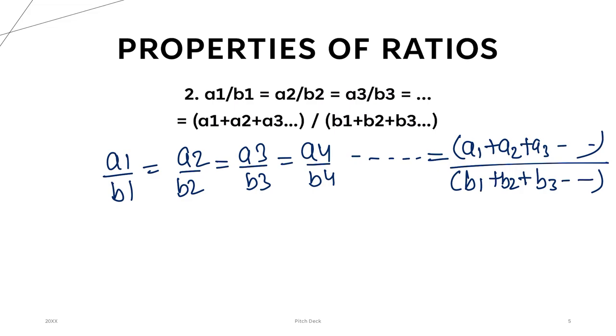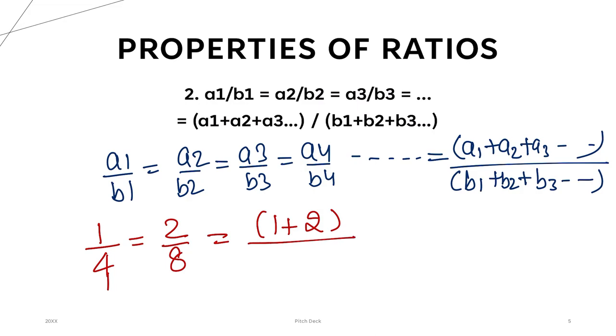So this means that A1 by B1 is equal to A2 by B2, which is equal to the sum of numerators divided by the sum of denominators. In the last example, we have seen that 1 by 4 is equal to 2 by 8, multiplying both numerator and denominator by the same quantity. This will be equal to 1 plus 2, the addition of numerators, over the addition of denominators. If you do this, this will be 3, this will be 12. So 3 by 12 is equal to 1 by 4 is equal to 2 by 8, right?